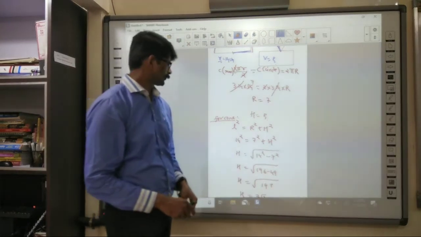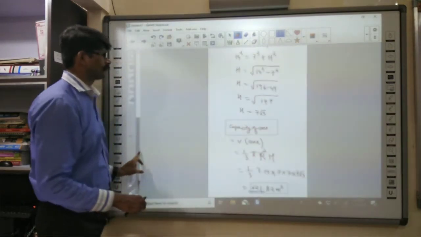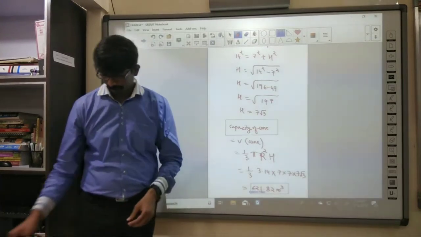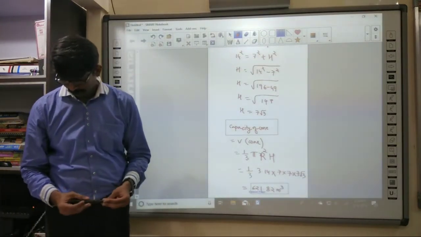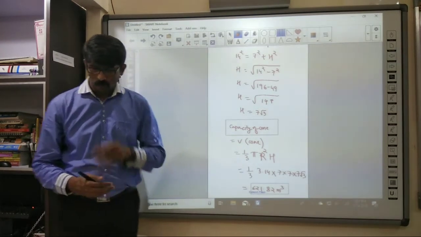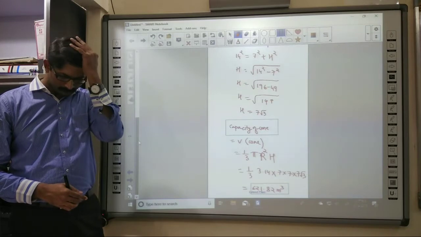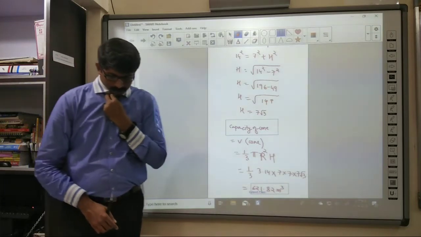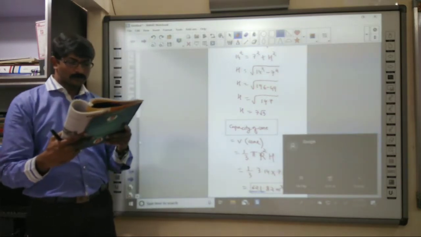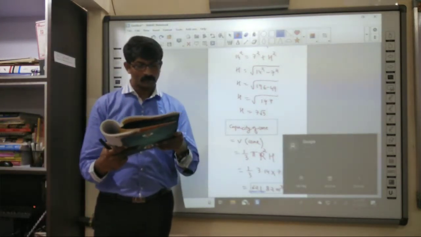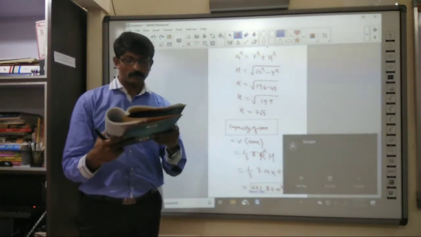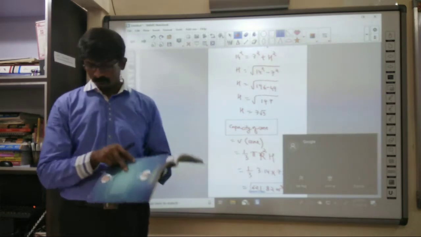Okay, so let's start with the next sum. In case you have to copy down the formulas, they are on the board. What the next sum is, take this, we will do a 10 sum. The surface area of the sphere is 5544 centimeter square. Find its diameter and its volume.